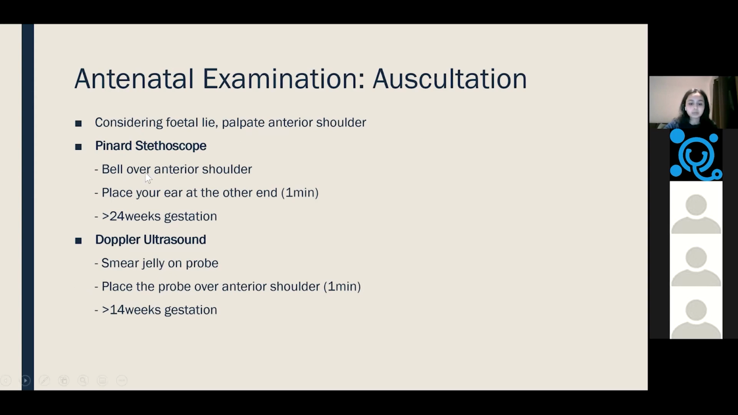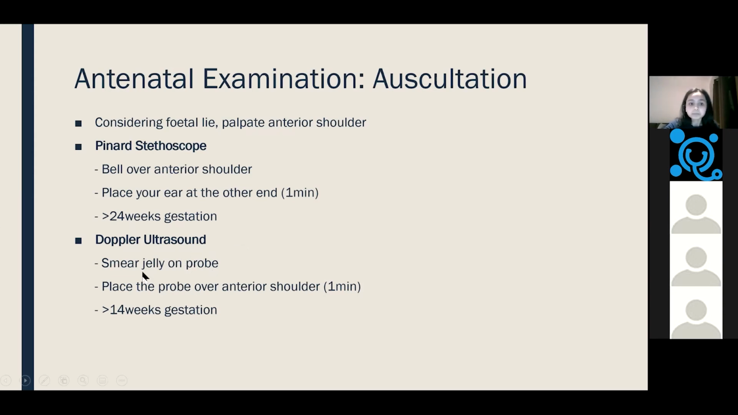So you place the bell of it and then make sure that you take your hands off and just put your ear on top of it. And this is done after 24 weeks. And you do a Doppler ultrasound earlier when they want to hear the baby's heart, or if you think there's some issues, or they're going into labor.